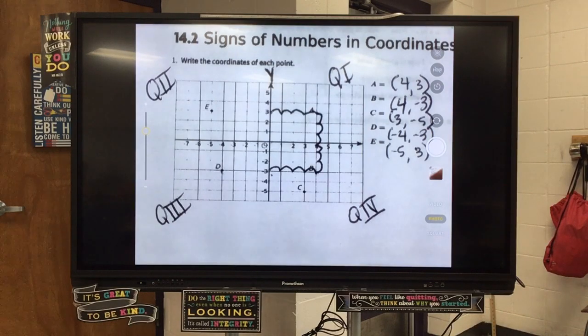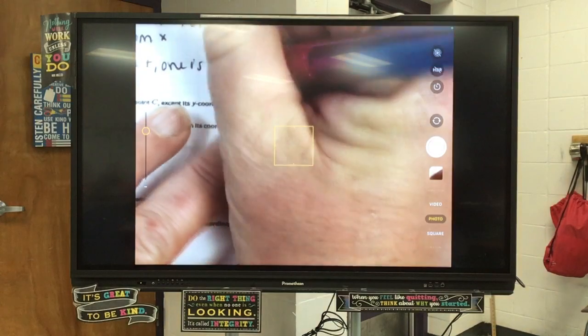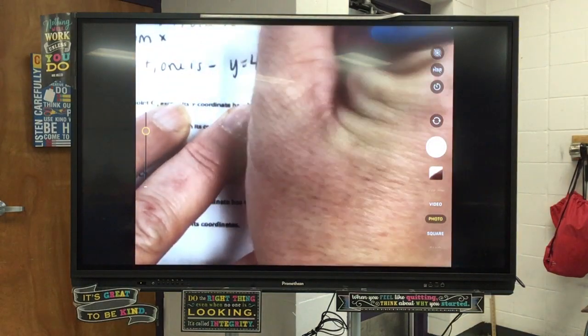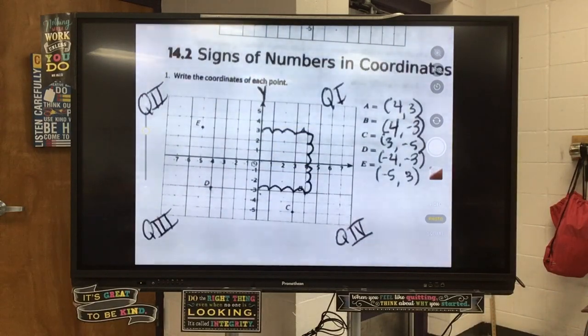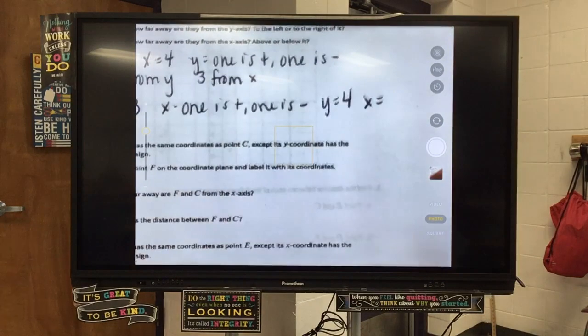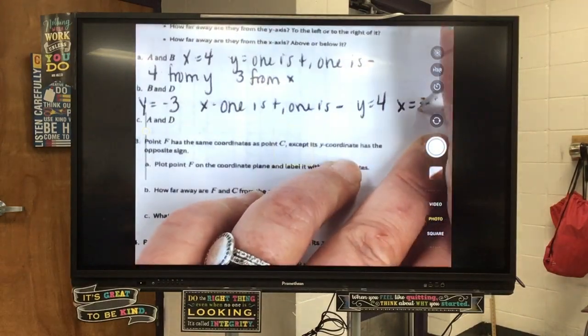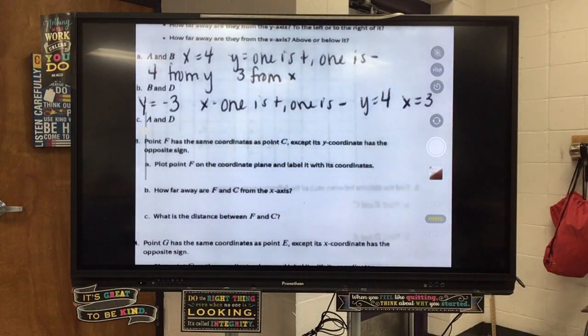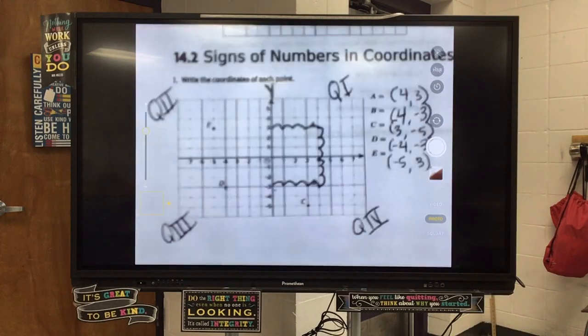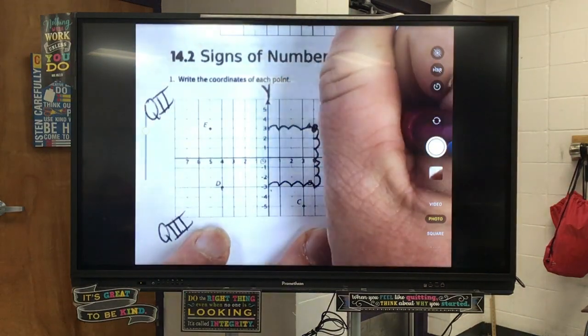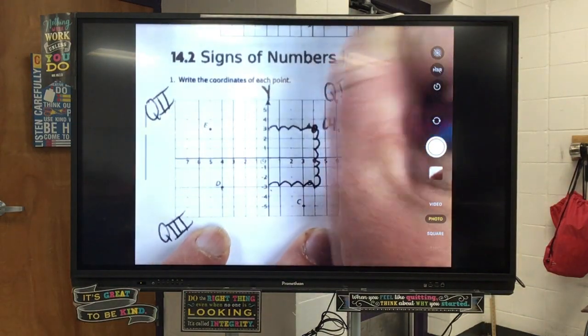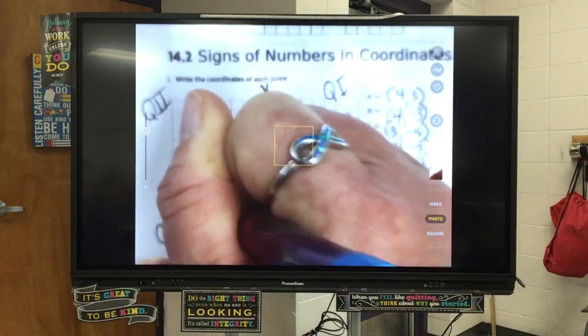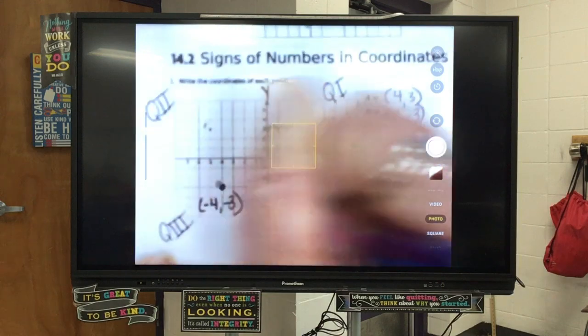Kira? 4. So they're 4 away from the y-axis, and then the x is what? How far are they away from the x? Andrew? 3. So they're kind of the same as the first two, right? Guys, no? All right, what about A and D? So now A and D are a little bit different. So this is A, and the coordinates are 4, 3. And this is D, and the coordinates are negative 4, negative 3.